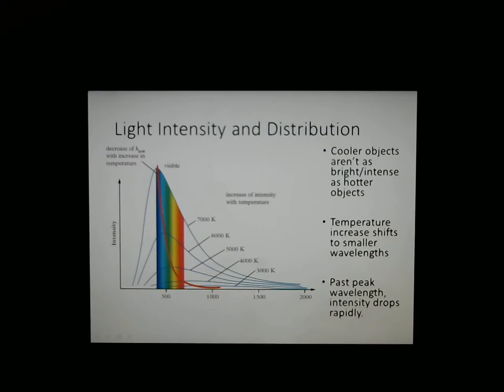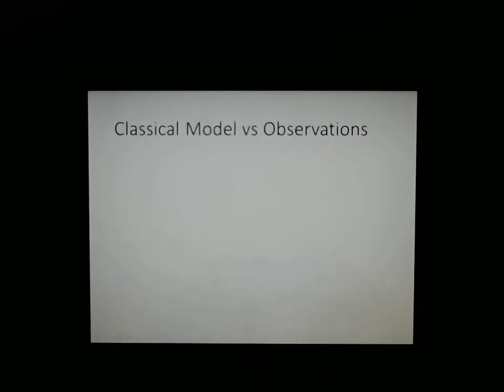Past peak wavelength, intensity drops rapidly as you go into smaller and smaller wavelengths. Okay, so we know the distribution. Now let's start talking about how to model this. These observations were a real problem.